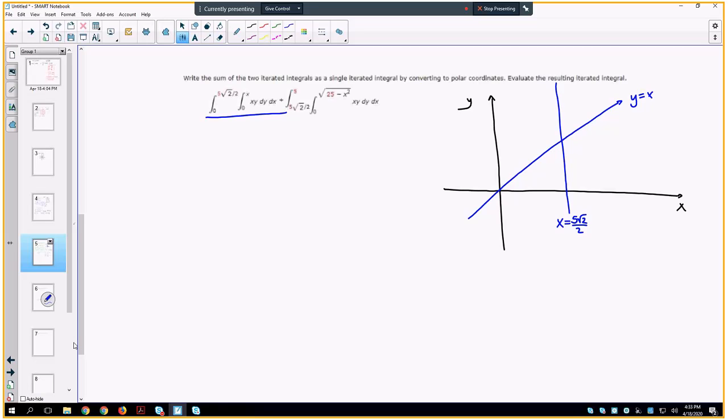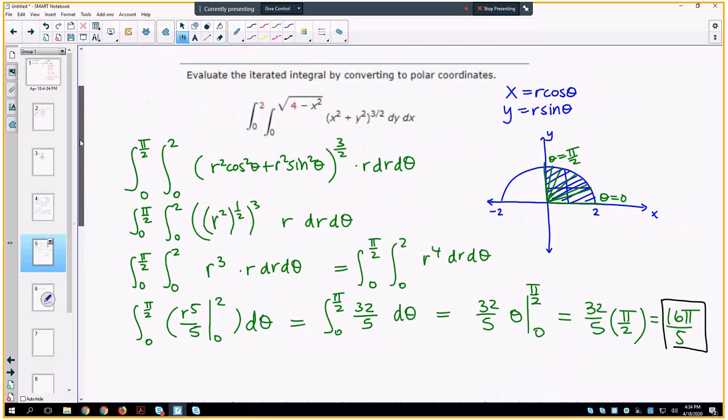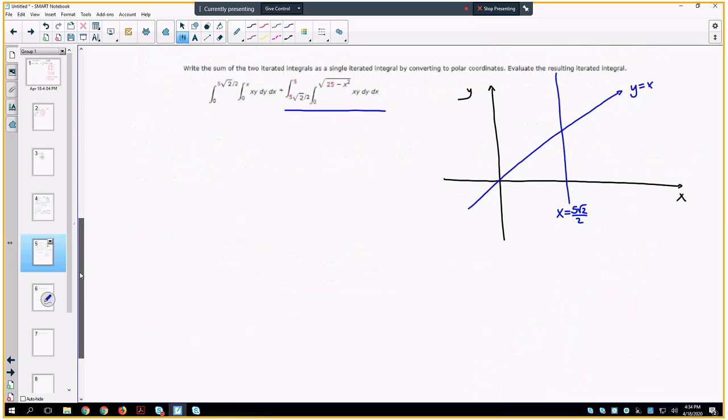Now, in the second integration, I have y between 0 and square root of 25 minus x squared. I know that square root of 25 minus x squared is again a semicircle, and it's going to be a semicircle of radius 5, just like in the previous problem we had the semicircle of radius 2. Semicircle of radius 5.